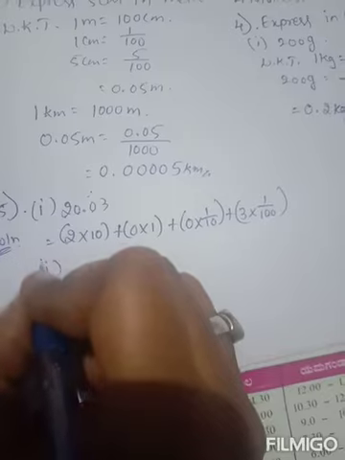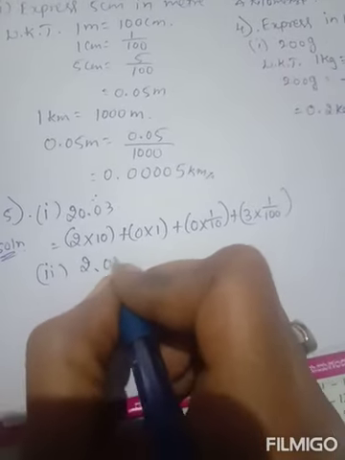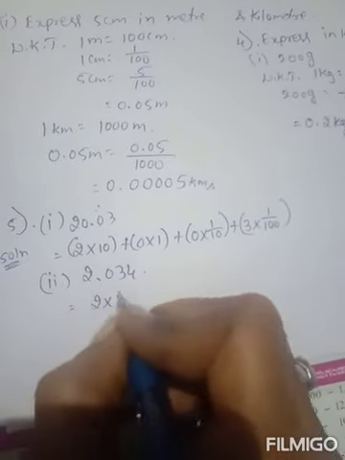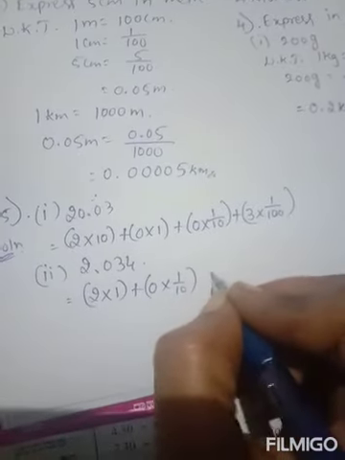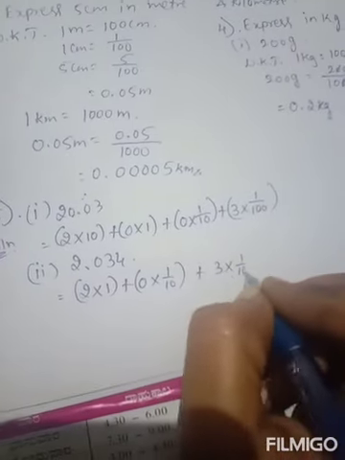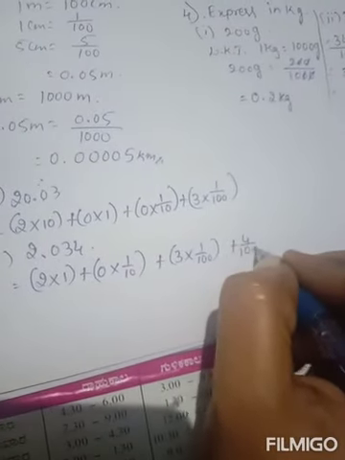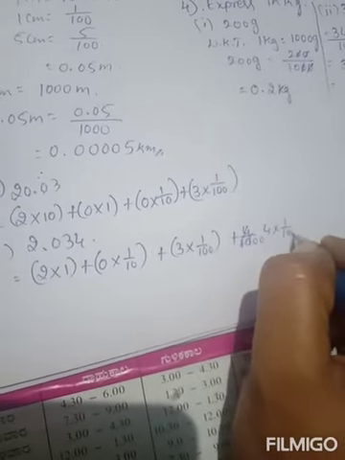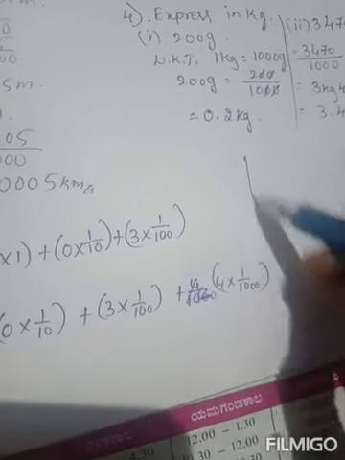Next, I will show you the second one, that is 2.034. How will we write it? 2 into 1 plus 0 into 1 by 10 plus 3 into 1 by 100 plus 4 into 1 by 1000. Okay, you can write like this. This one is the expanded form of the decimals.